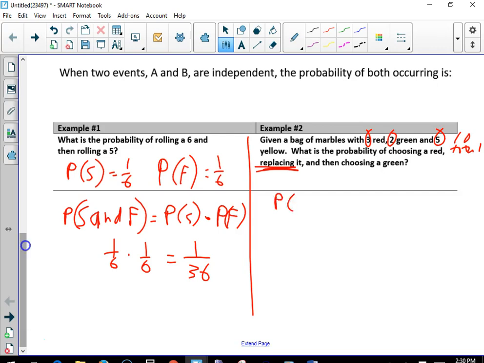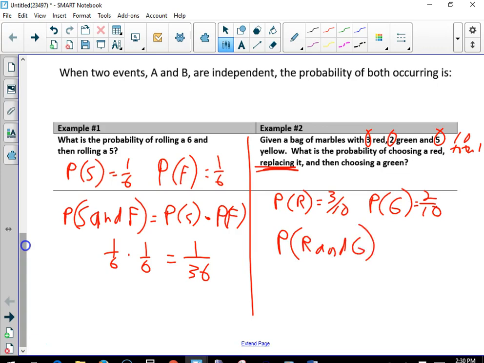So, probability of choosing a red. Well, there are 3 red out of 10 marbles. The probability of choosing a green. Well, there's 2 green marbles out of 10. So the probability of choosing a red and a green is the probability of red times the probability of green. So 3/10 times 2/10, which is 6 out of 100. And remember, we don't have to reduce it.